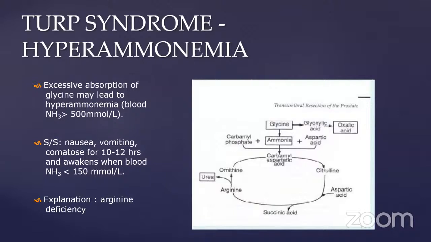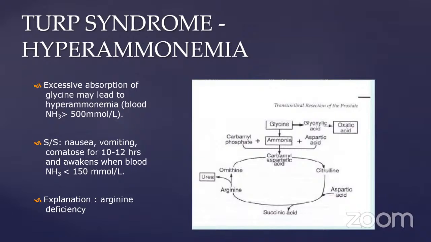The TURP syndrome hyperammonemia. Excessive absorption of glycine may lead to hyperammonemia, that is, the ammonia levels are greater than 500 millimoles per liter. The signs and symptoms are nausea, vomiting. The patient may be comatose for 10 to 12 hours and awakens when the blood levels of the ammonia decrease to 150 millimoles per liter.